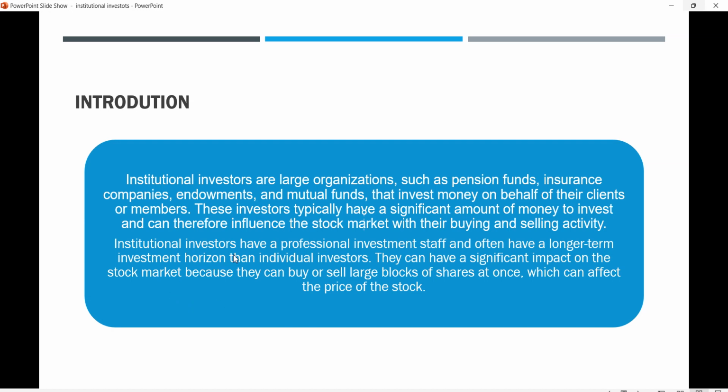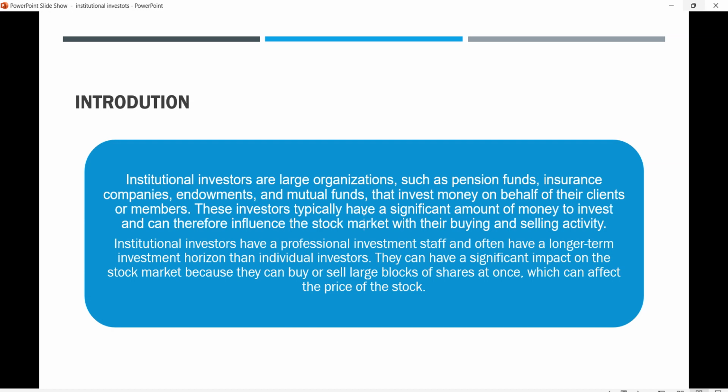Institutional investors have a professional investment team and often have a longer term investment horizon, and individual investors, they are having professional investment staff to put the money in the markets, because putting money at some random stock is not at all a good idea. If you are investing in penny stocks and you don't know what that company is doing and what it is making, you don't know anything, and you are just putting your money in that stock, definitely that is a loss.